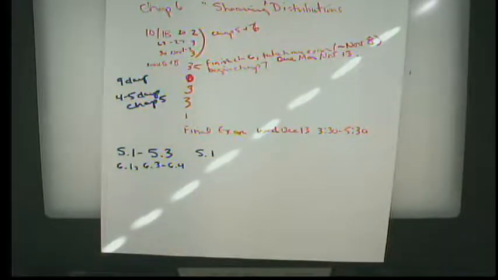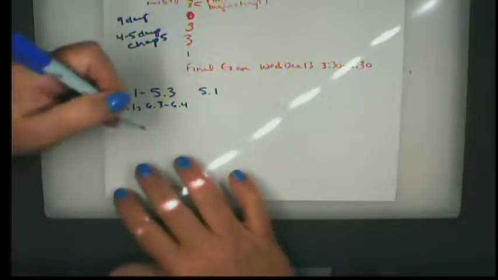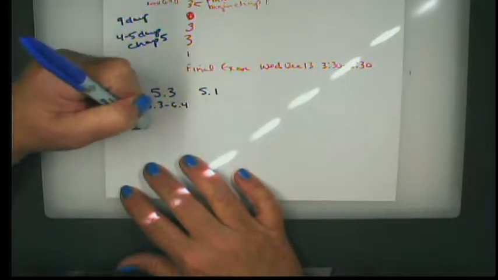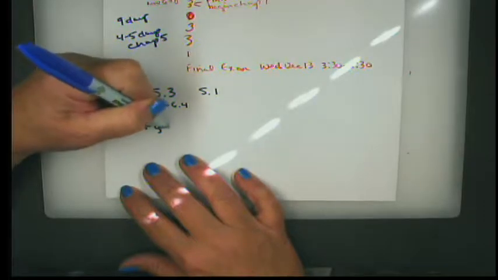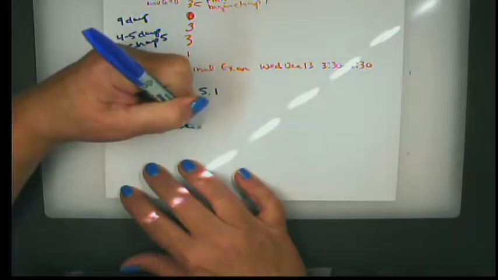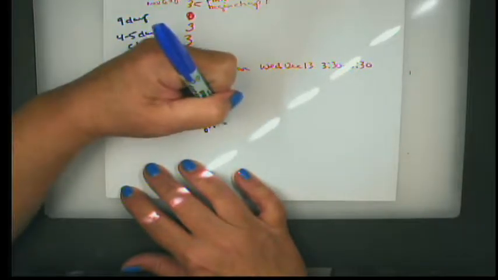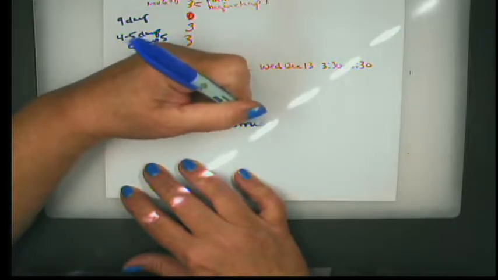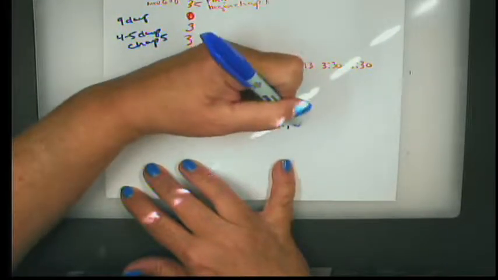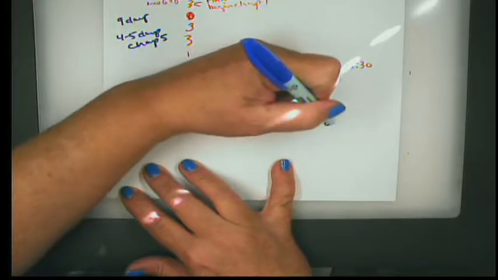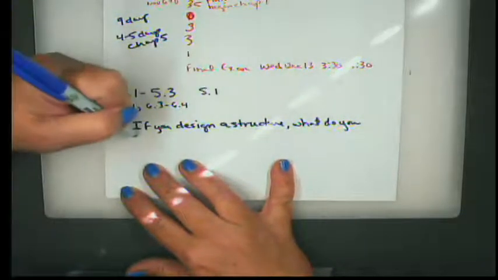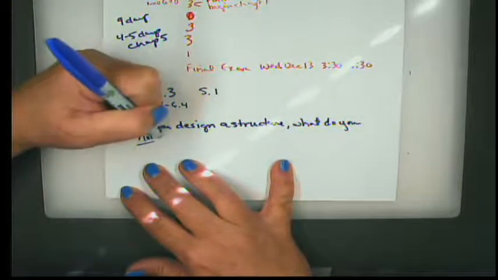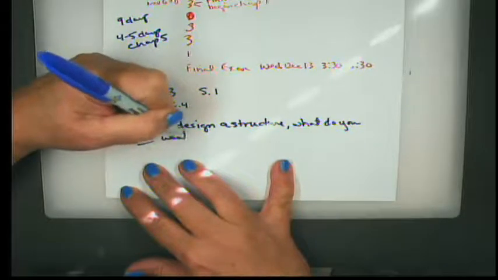So here is the first question I wish to ask of you. If you design a structure, this is very general, this is not a mathematical question. What do you not want it to do? Say it again, yes? Fail. Yes. You do not want it to fail.